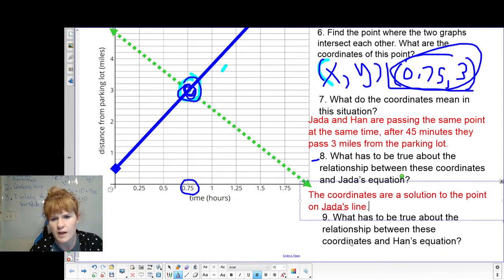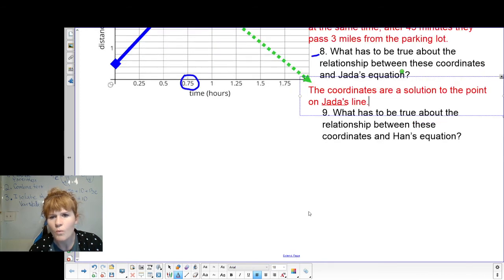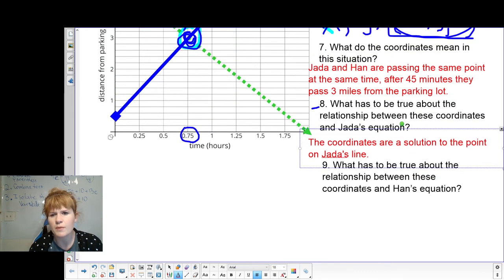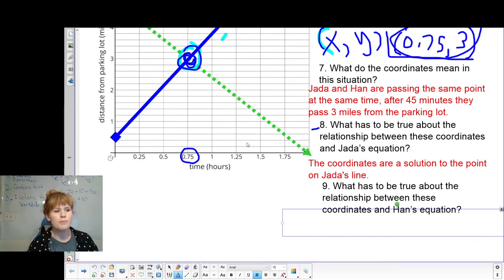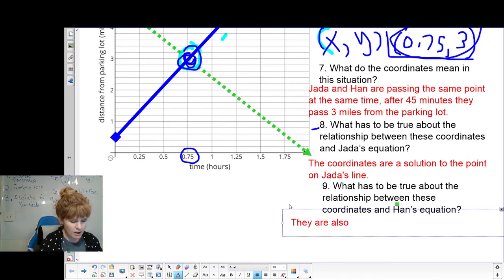Number 9, question number 9. What has to be true about the relationship between these coordinates and Han's equation? Well, guess what? Same thing. These are also a point on Han's line. They are also a solution to Han's equation. In other words, they are an ordered pair that satisfies either Han's equation or Jada's equation. Let me write my answer. They are also a solution to Han's equation.